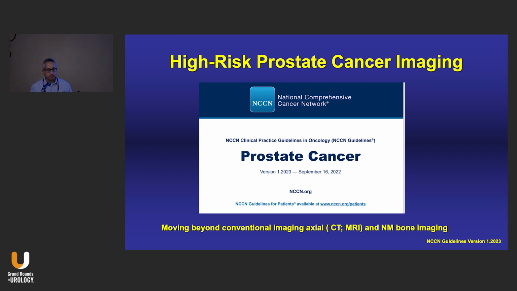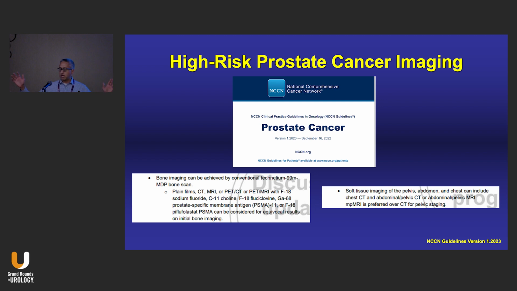So I want to use that framework to bring you up to speed on the 2023 NCCN guidelines for prostate cancer, which were just issued in January of this year. And again, I'm going to focus on the staging of high-risk disease. So take-home point number one is we're moving beyond CT and MRI and bone scan. And I would start by saying, let's say your hospital or your health system doesn't have access to novel imaging. That's okay. The NCCN guidelines still say that high-risk prostate cancer can get staged with CT or MRI as well as with bone scan.